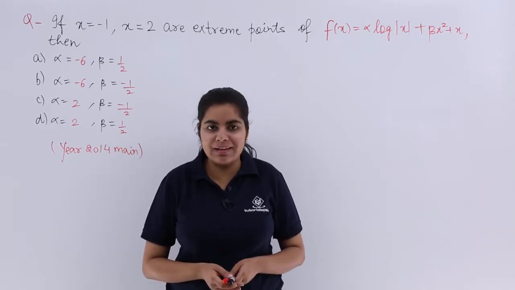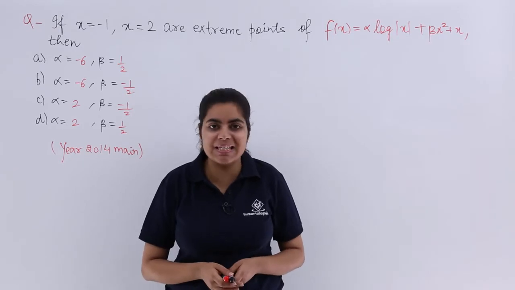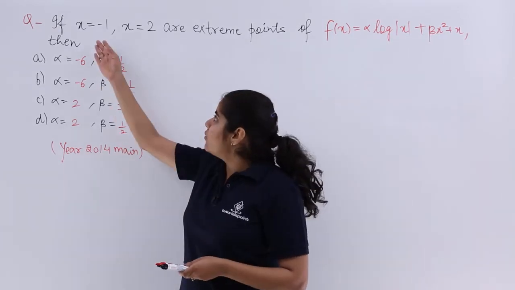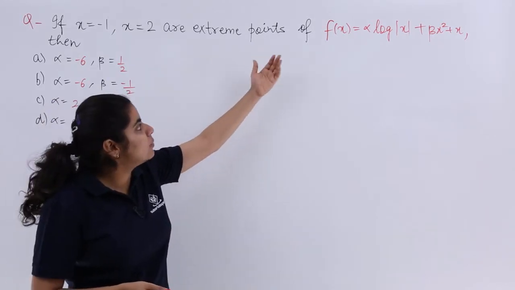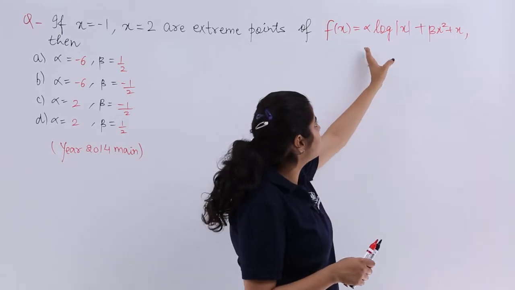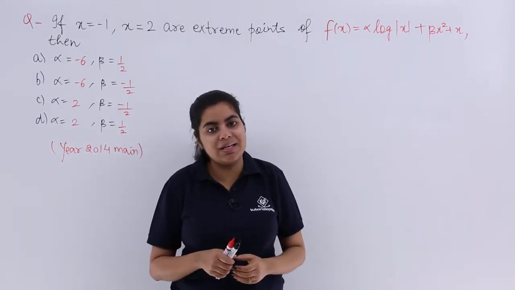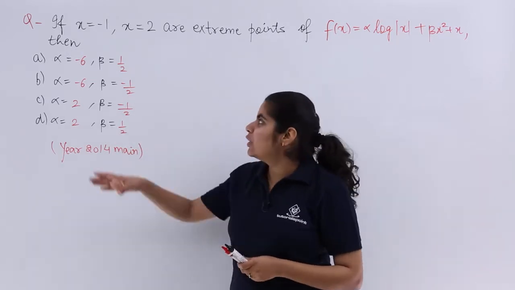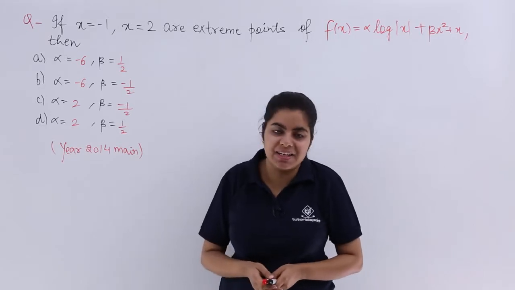Now let's move on to another IIT JEE question asked in the year 2014 in IIT JEE Main examination. It says if x equals -1 and x equals 2 are the extreme points of the function f(x) = alpha log|x| + beta x² + x, then what are the values of alpha and beta, or which of these options is correct?